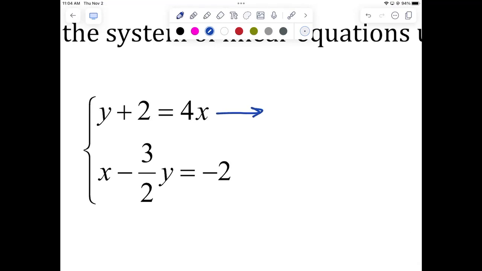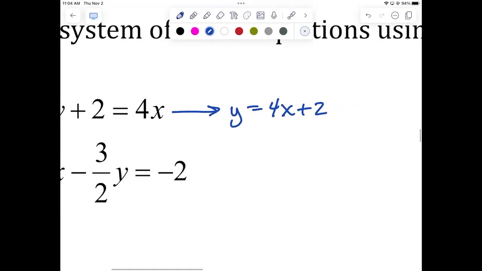So I'm going to draw an arrow like that. That shows that I'm using the first equation. And all I got to do to solve for y is to bring the 2 across, and I get 4x plus 2. Okay? Now, here's what I would like you to do. Box it, because you're going to have to come back to that. We now have, oops, I got rid of the box.